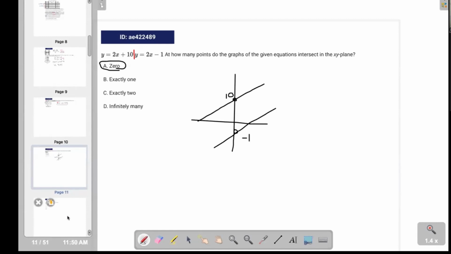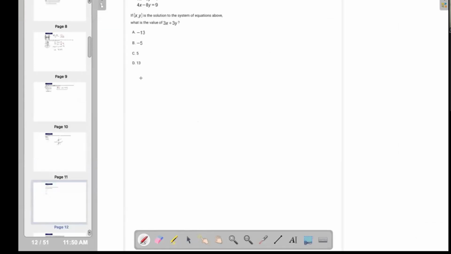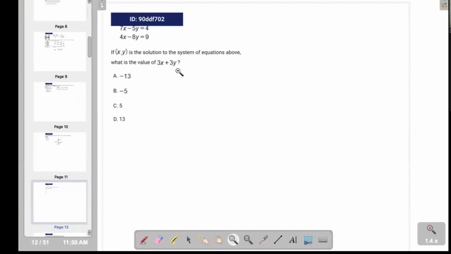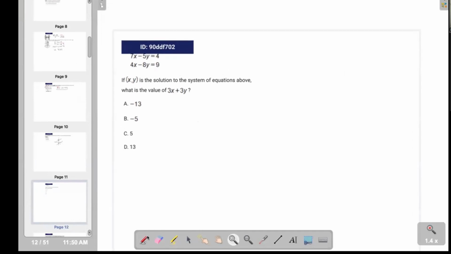All right. Let's move on to this next one. Okay. So you have two equations, 7x minus 5y equals 4 and 4x minus 8y equals 9. If (x, y) is a solution to the system of equations above, what is the value of 3x plus y?